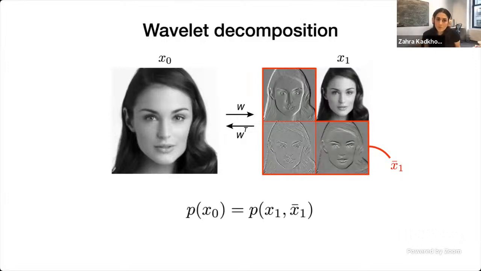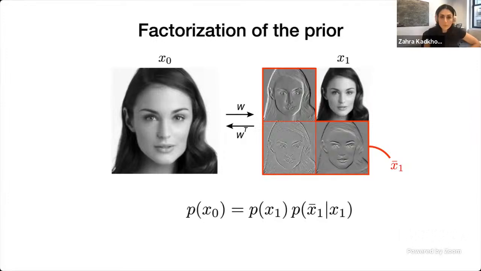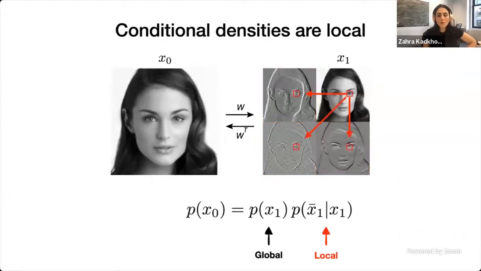Now, because the transformation is invertible, we can rewrite the original image density as a joint over the low pass and the details. We can take it one step further and factorize the joint into a density over the low pass image, the smaller image, and a density over the details given the low pass. Up to this point, we did not reduce the dimensionality, but here I'm going to make an assumption that results in reducing the dimensionality.